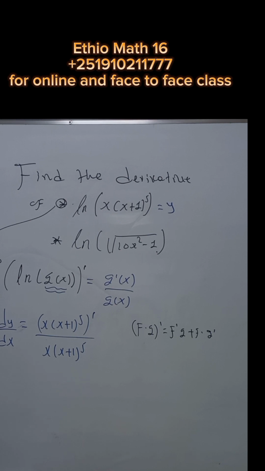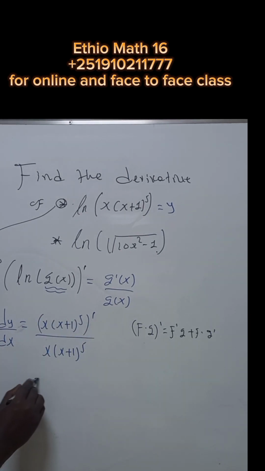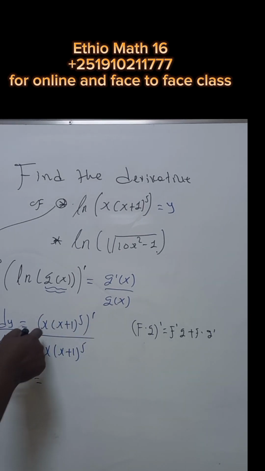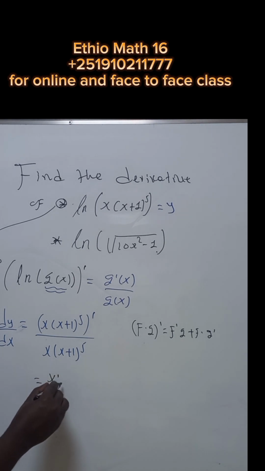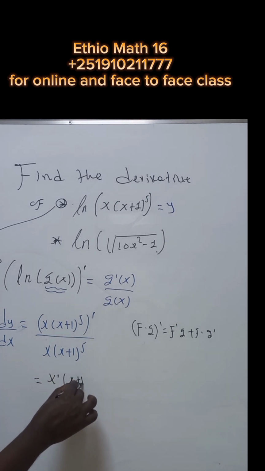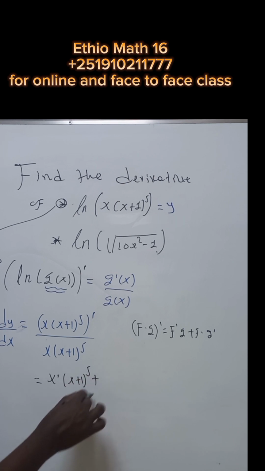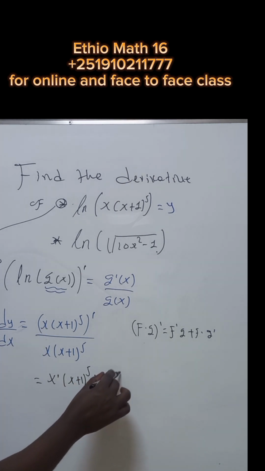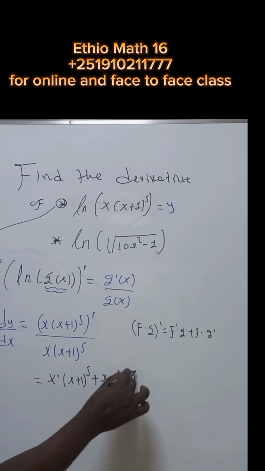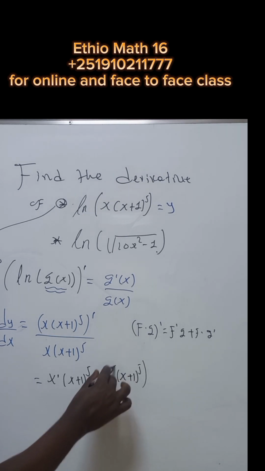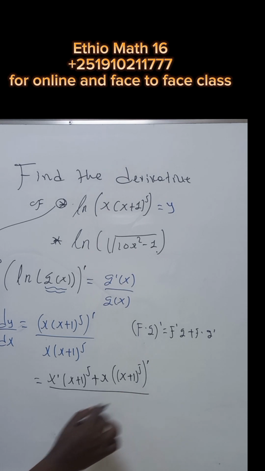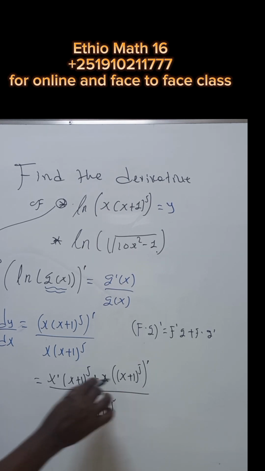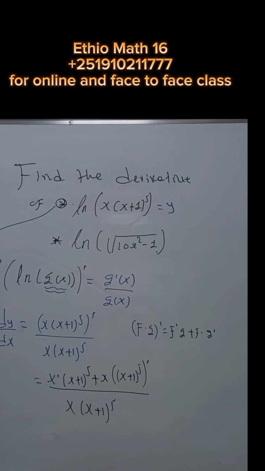Based on this principle, the derivative is given by the derivative of the first, x derivative, times (x plus 1) raised to 5, plus x times the derivative of (x plus 1) raised to 5, the whole over x times (x plus 1) raised to 5. This is how to find the derivative of this function.